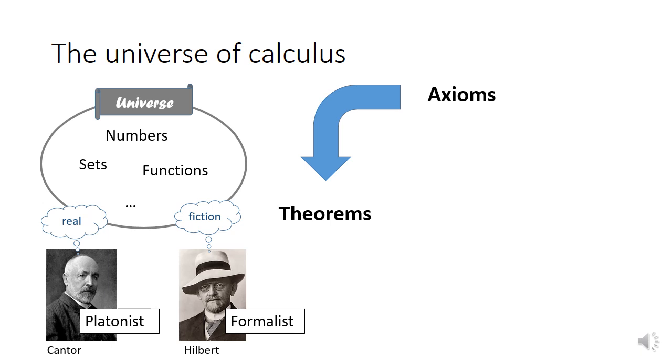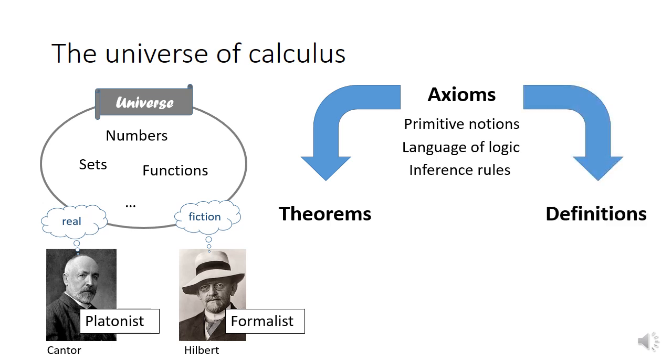The method is the same in both cases. State axioms using some primitive notions and the language of logic. Then derive theorems from the axioms using the inference rules of logic. For convenience, you may also define new terms that enrich the language. New terms can be used in theorems, and proven theorems can enable new definitions. And of course, you may use already proven theorems in the proofs of further theorems. This is the way math works.